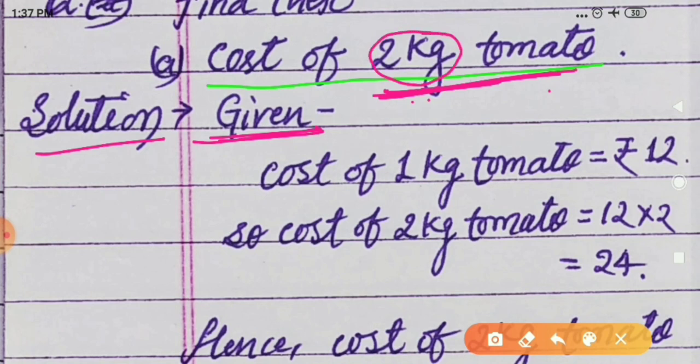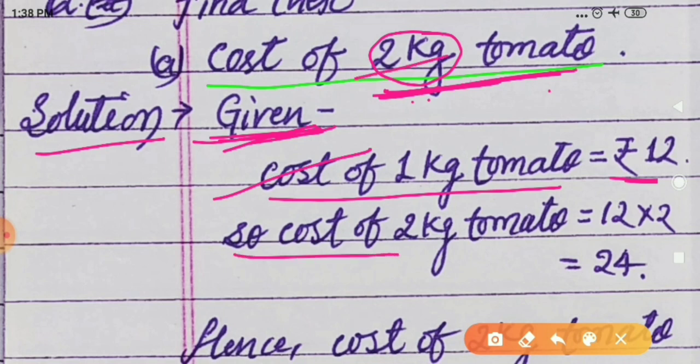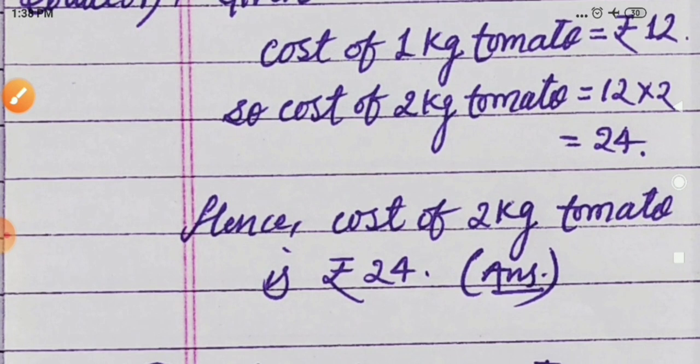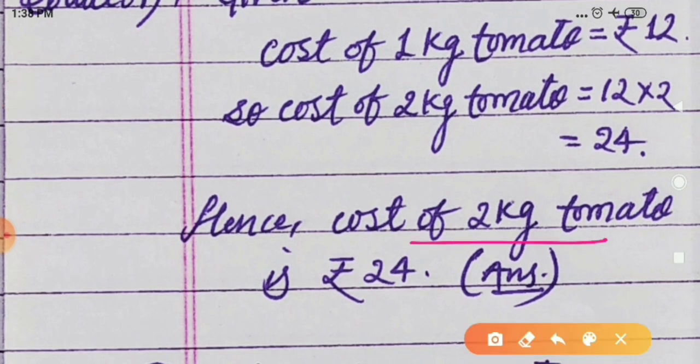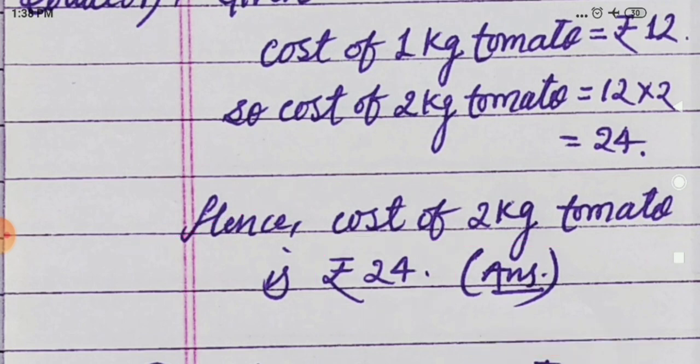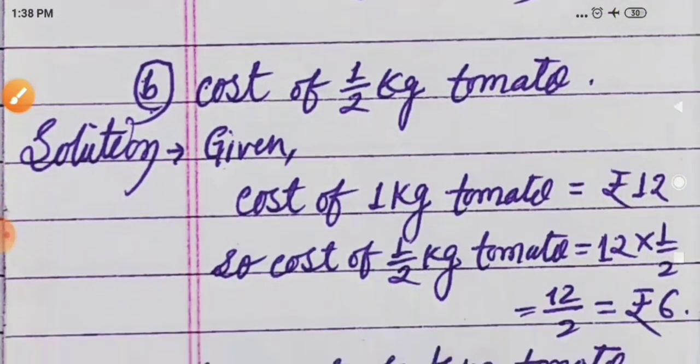So here we have to find the cost of 2 kilogram tomato. Clear? So from the table we have the cost of 1 kilogram tomato. So you will write here, given from the table, cost of 1 kilogram tomato is 12 rupees. Then we will find cost of 2 kilogram tomato is equal to 12 into 2. It means it is 24 rupees. And at last you can write, hence cost of 2 kilogram tomato is 24 rupees. At last you can write the answer. Now come to the second question.